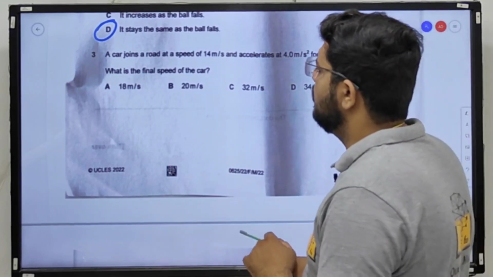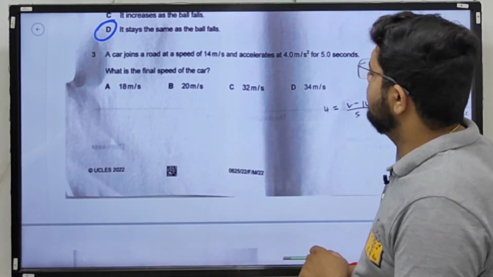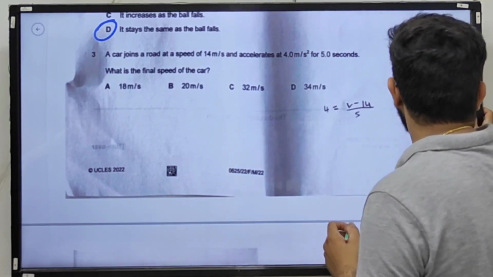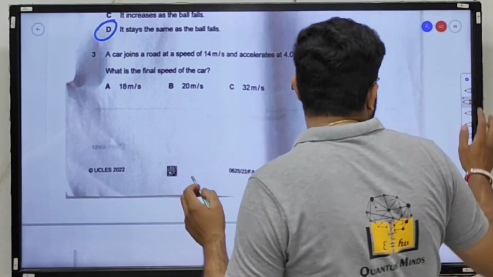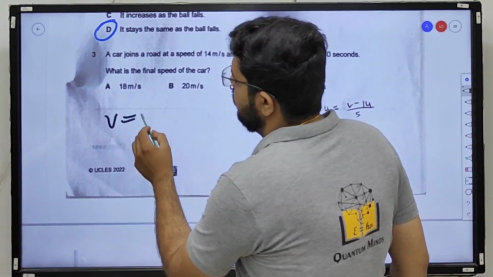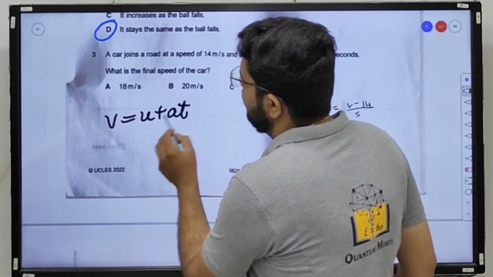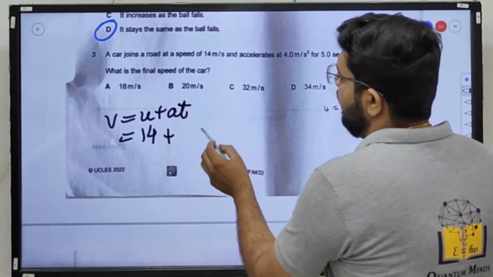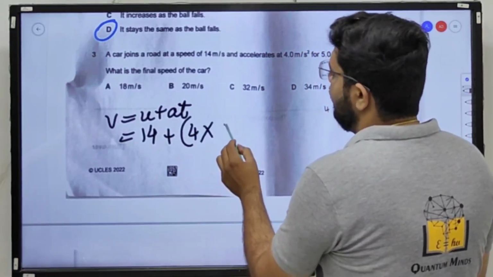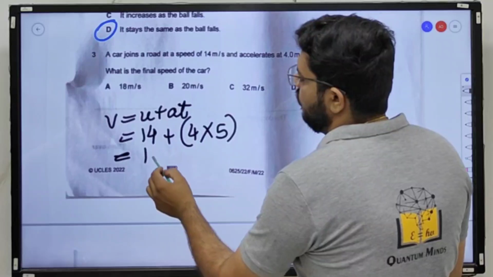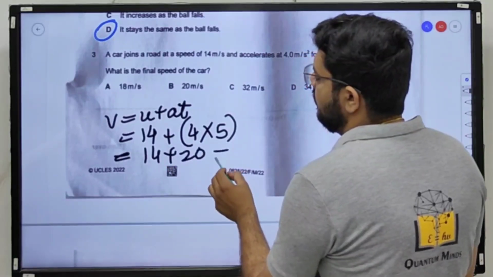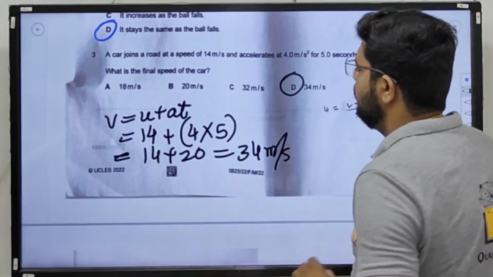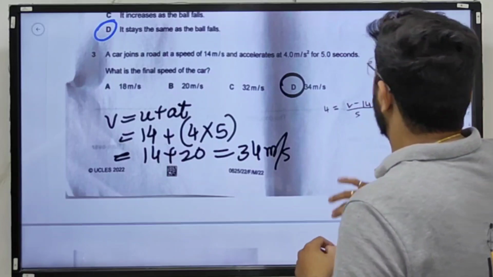A car joins a road at a speed of 14 meters per second and accelerates at 4 meters per second squared for 5 seconds. What is the final speed of the car? We will simply use the formula v = u + at. We have to find the final velocity, but the initial velocity is given as 14, acceleration is given as 4 and time is given as 5. So 14 plus 20 is 34 meters per second, which is option D. Option D is your correct answer.